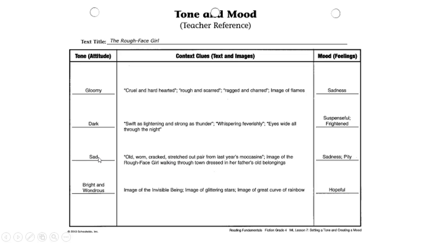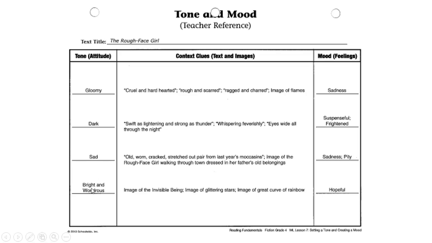His tone, his attitude was sad: old, worn, cracked, stretched out pair from last year's moccasins. Image of the Rough-Faced Girl walking through the town dressed in her father's old belongings. He's giving you a sad attitude when he uses these very descriptive words. But then it puts us into a mood, and it provides a feeling of sadness. You feel pity for her. You want to go out and buy her brand new shoes and clothes. You have empathy for that character because you feel bad for her, and you want to do something to make a difference.